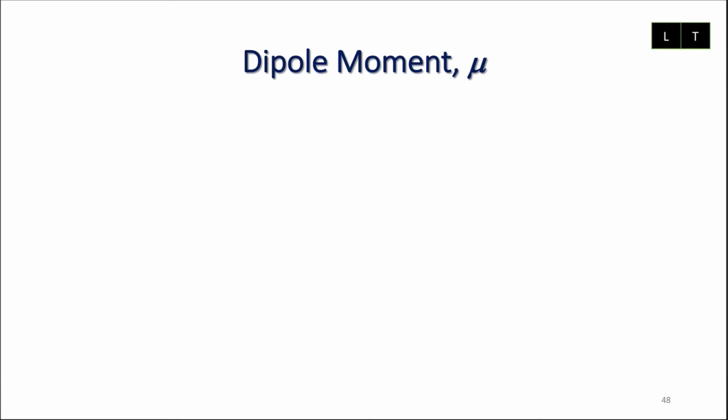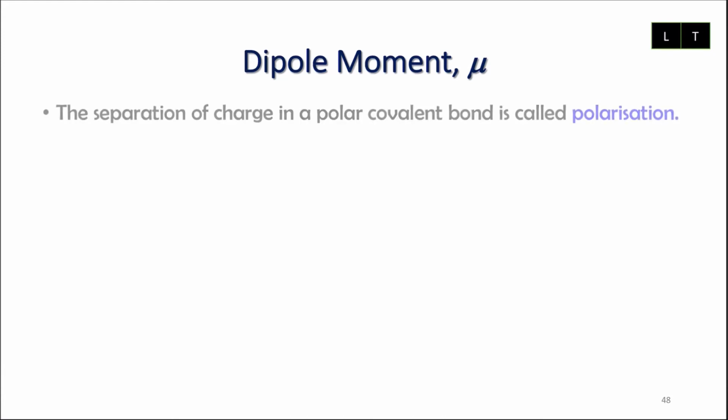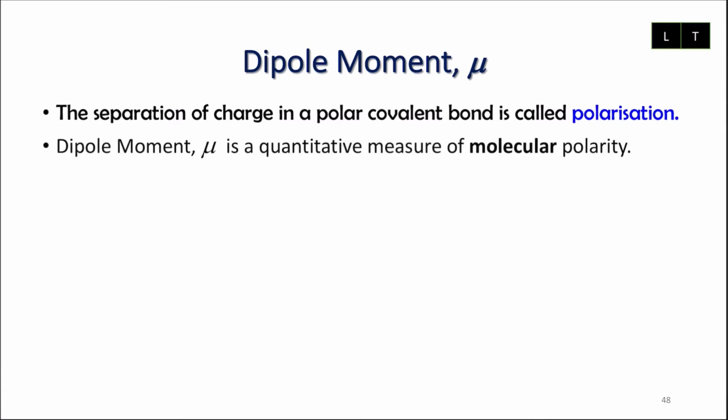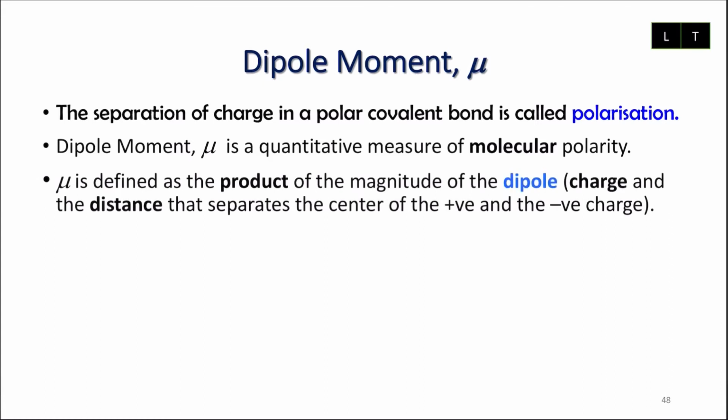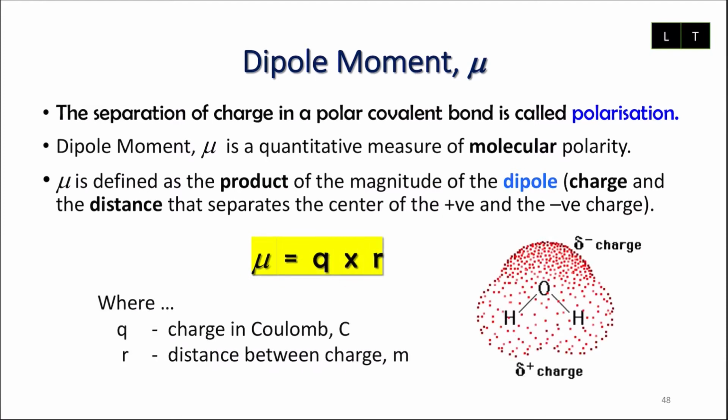Nak separate charge tu kita call the process as polarization. Dan untuk determine the value for that polarization, kita akan gunakan quantitative measure of molecular polarity, iaitu dipole moment. So, dipole moment is defined as hasil darab magnitude of dipole. Dipole moment ada specific formula daripada this definition, iaitu mu equals to Q times R. So, di mana R ni adalah distance between charge dan Q adalah charge in coulomb.